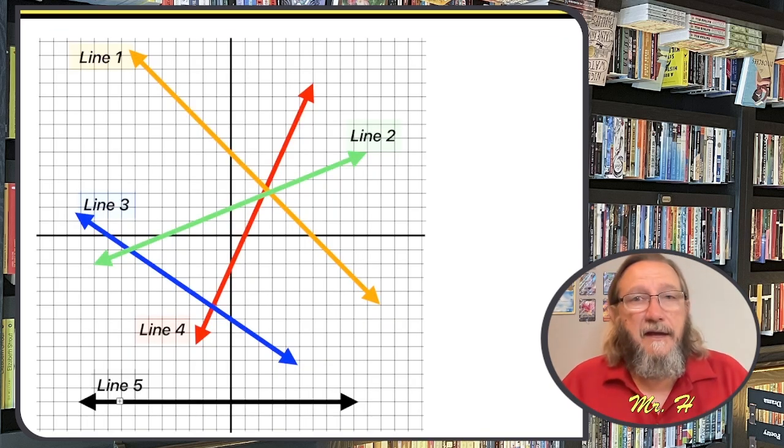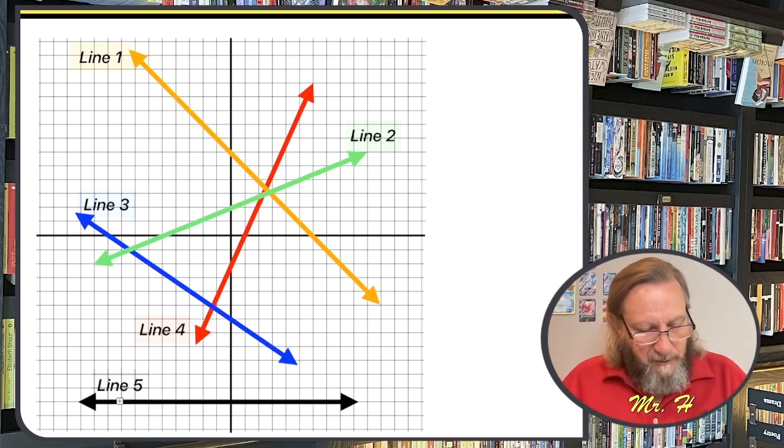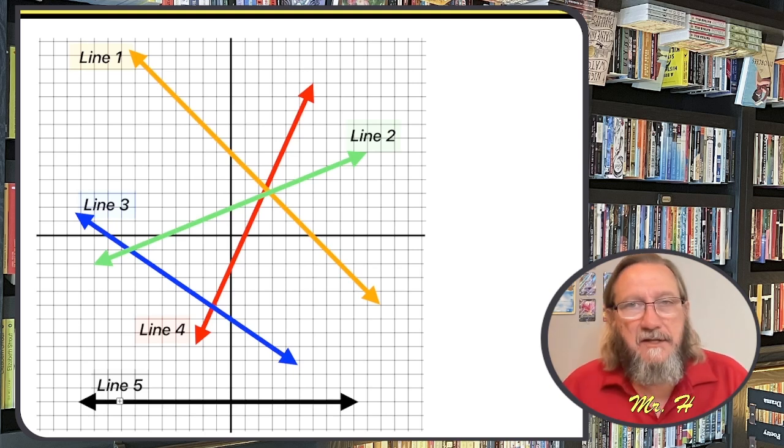So here's a set of lines, then we'll take a little bit of each one of them. If we look first at line number 1, line number 1 is going to be the orange line. What I'd like to know is, can you tell me the y-intercept and the slope of that line?